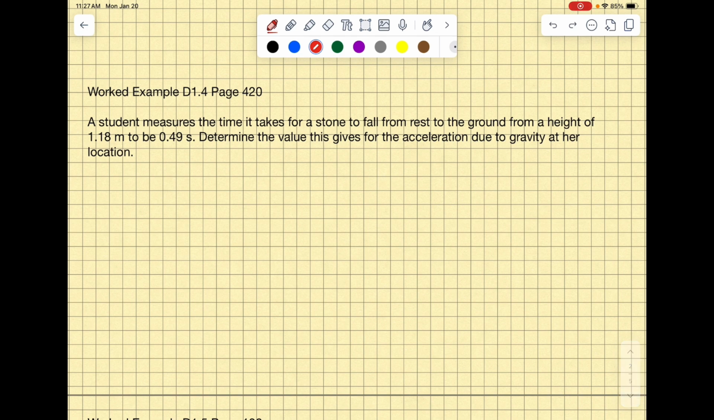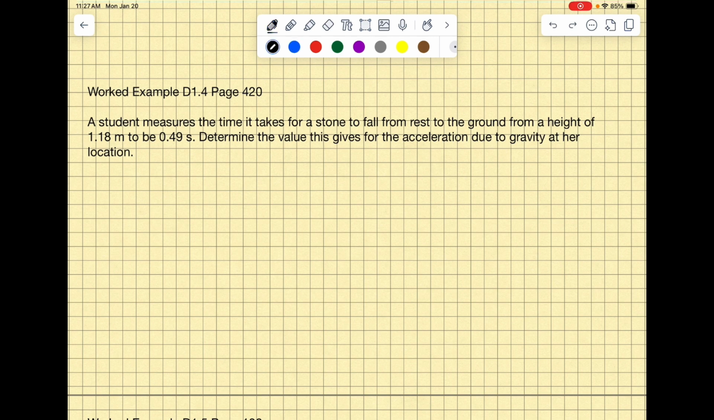Worked example D1.4, this is on page 420. A student measures the time it takes for a stone to fall from rest to the ground from a height of 1.18 meters to be 0.49 seconds. Determine the value this gives for the acceleration due to gravity at her location. So this is a review of some kinematic equations.